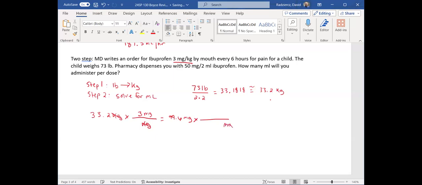We don't want milligrams. We want milliliters. 250. So 99.6 times 2 gives me 199.2, divided by 50 will give me 3.984. Okay. So if I'm following my rounding rules, that's going to cause my 9 to go up. So those of you that are telling me 4 ml, that's exactly what I would say too.